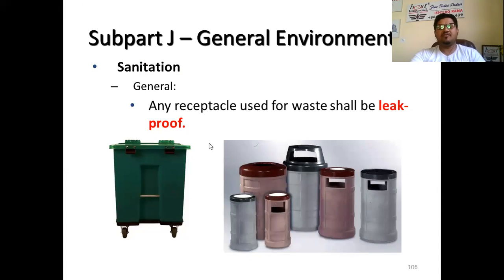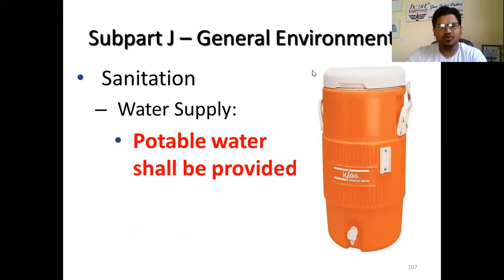So make sure you have proper leak-proof waste bins. And of course, you need to make sure potable water is provided. This is the major responsibility of the employer. Sometimes at remote sites, you may have drinking water, but it's already contaminated. And if someone is drinking that water, of course, he'll be in trouble.